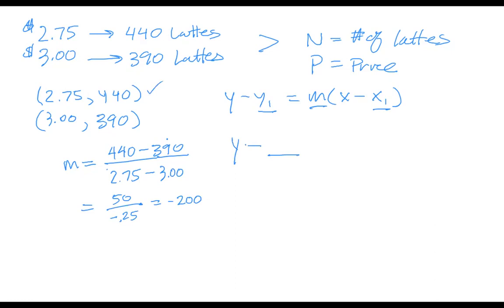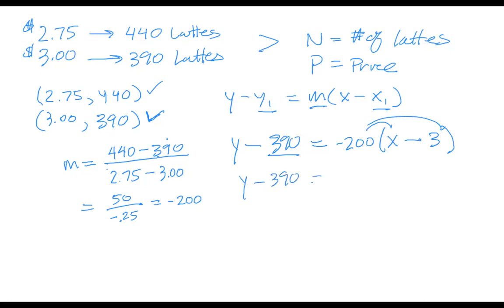Picking one of these two, and you can pick whichever one you want. Maybe we'll pick this one because it has a whole number 3 for the x. I'm going to plug these in now. So y minus 390. Doesn't matter which of those two you pick. And then x minus the x value there, which was $3 or just 3. But 3 was a little bit easier for me to work with than 2.75, so that's the only reason I picked it. And we simplify this out.